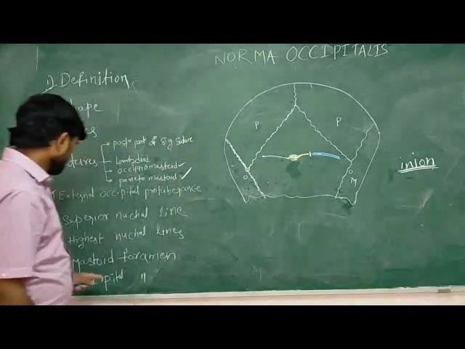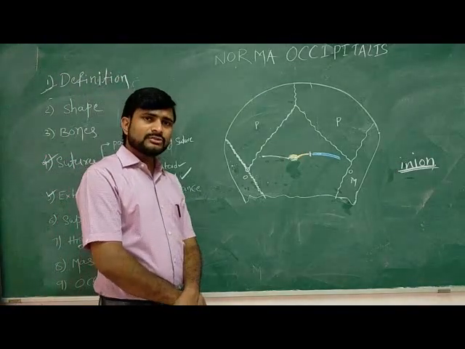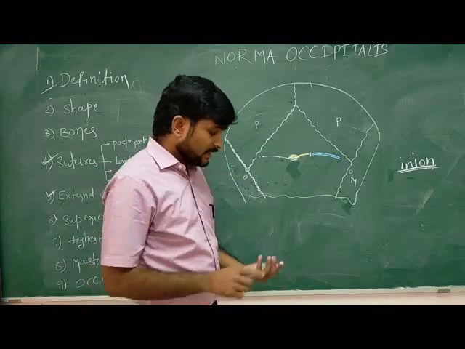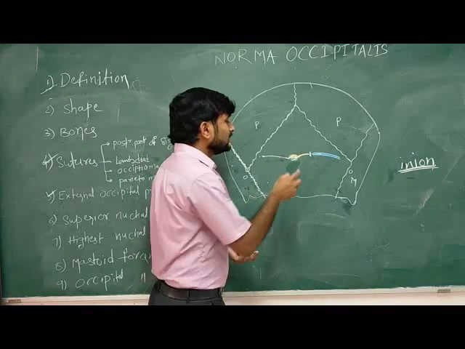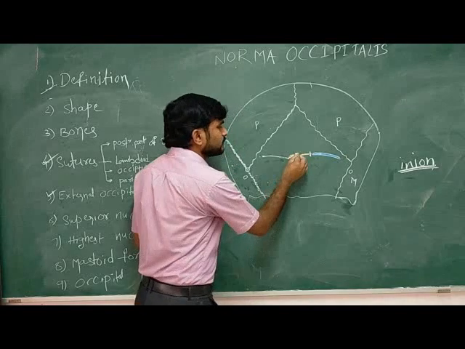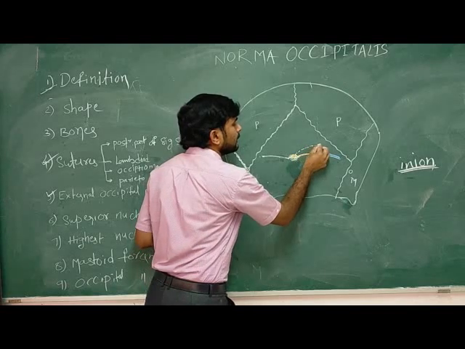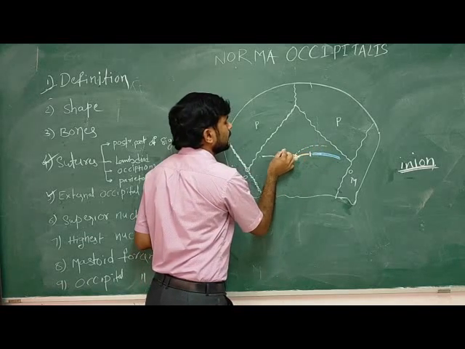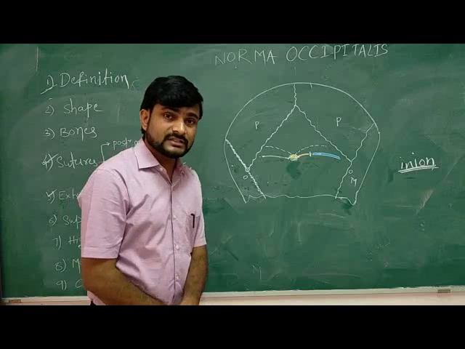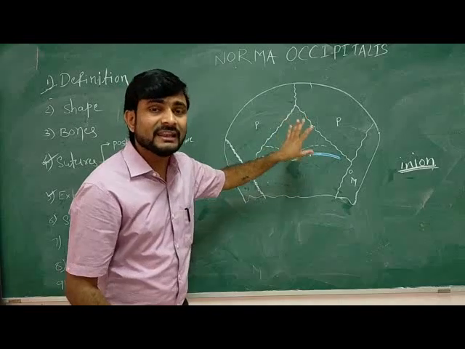The next is called the highest nuchal line. The highest nuchal line is not always present. If it is present, it is 1 centimeter above the superior nuchal line. It begins at the external occipital protuberance and lies 1 centimeter above the superior nuchal line.